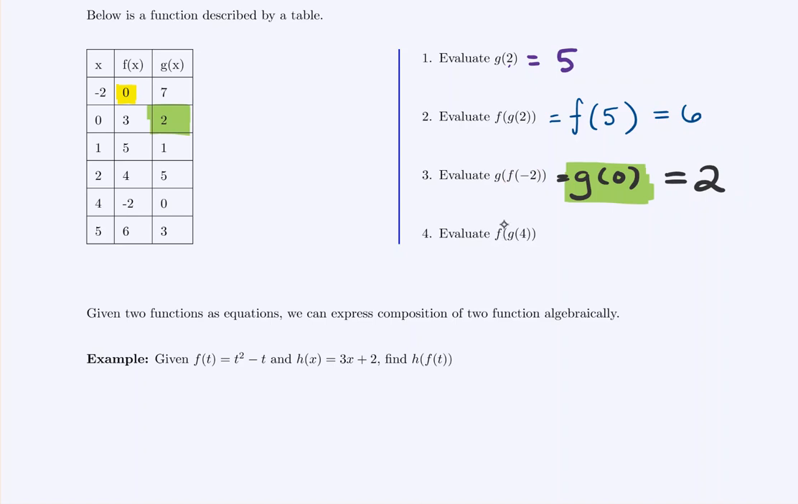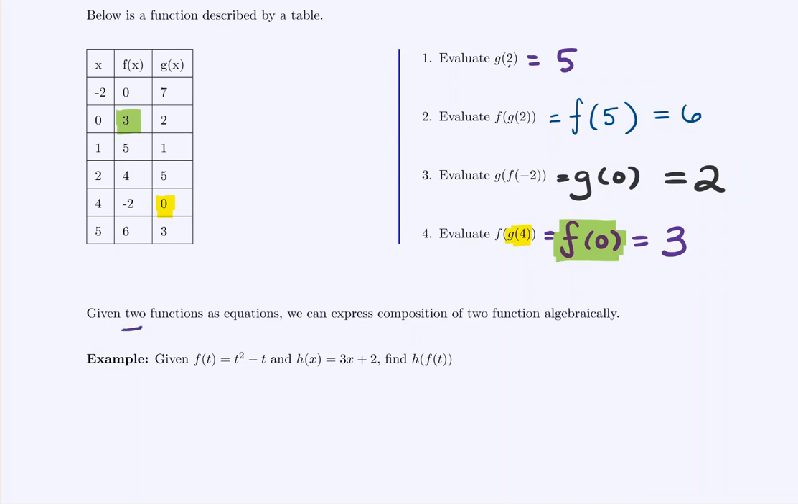Now our next one is, what is the composition f of g of 4? Our first step is to look at the input, g of 4, and simplify. So we go to when x is 4, and the value of g is 0. So this simplifies to f of 0. Now we need to see what f of 0 is. Looking at the table, we go to where the input is 0, but we go to the f value, and we get 3 as our answer. So this is how you can find the composition of functions given a table of values.